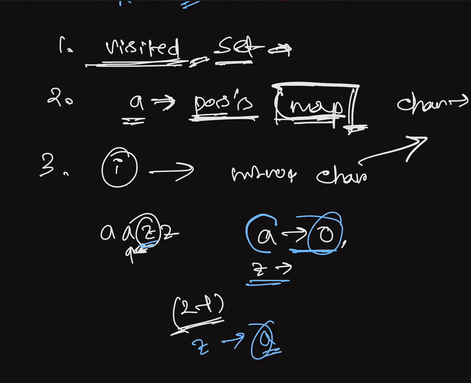Is there any character present in the map? Yes, that means this is actually not visited yet. If it is present in the map, that means it is not yet visited. Correct? So that's why at that time we do not need the visited set also. Correct? You will optimize this.